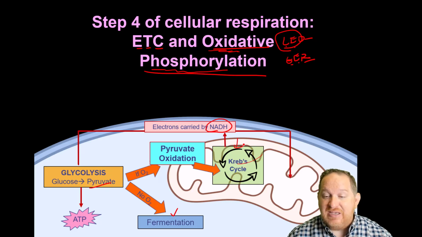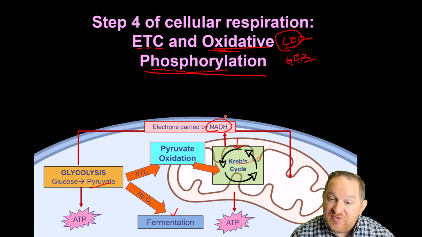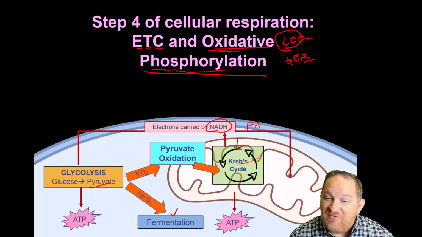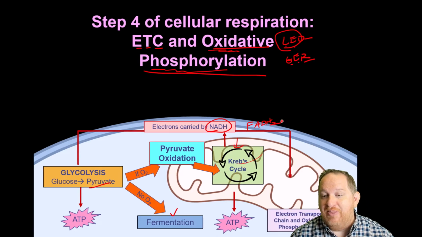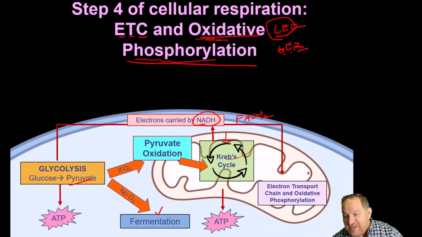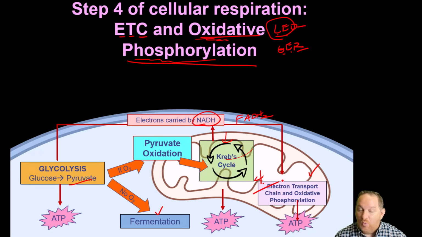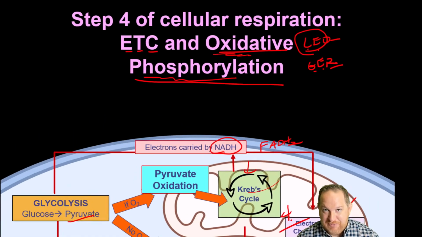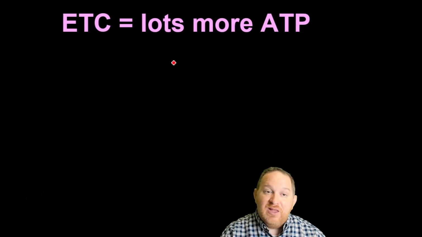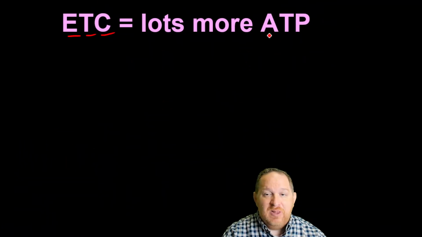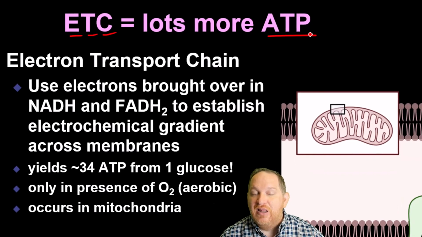That will make some ATP, but also some NADH and FADH2. You might want to add that as well. So we are finally ready for step 4, the electron transport chain and oxidative phosphorylation, where we're going to get a lot of ATP. So the electron transport chain is lots more ATP, giving us a lot of ATP.